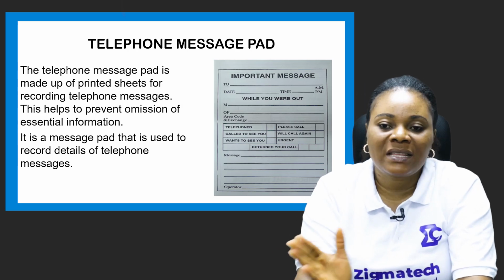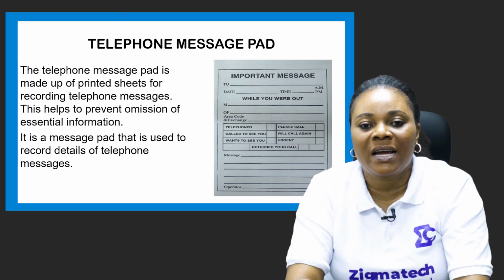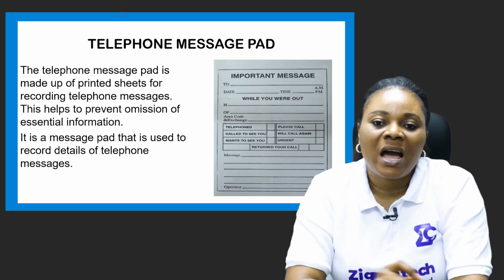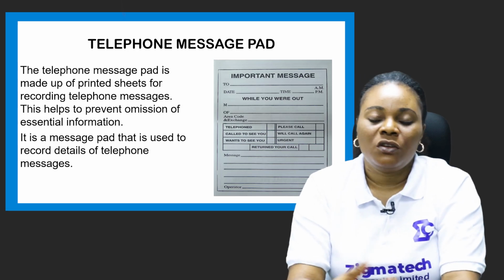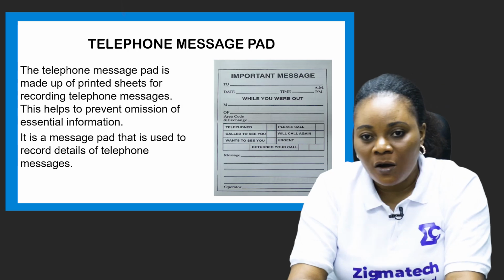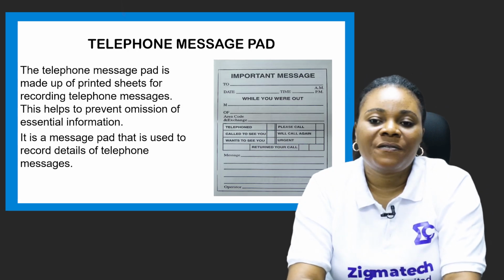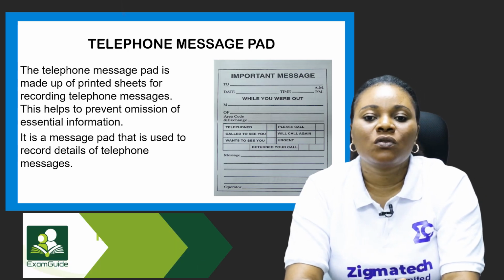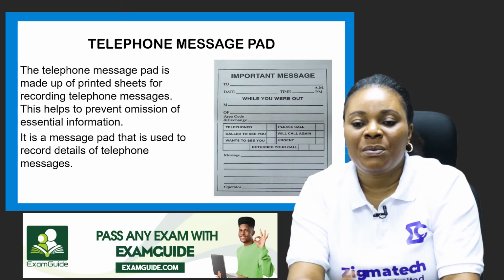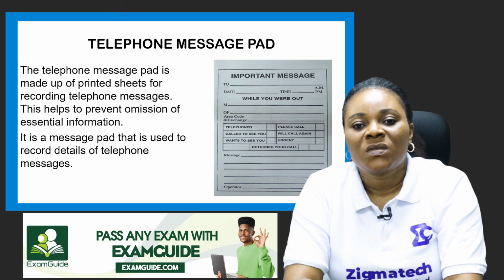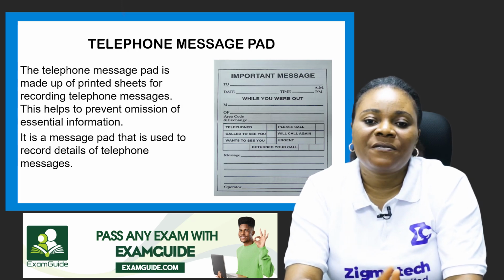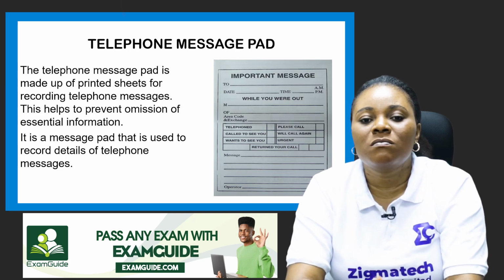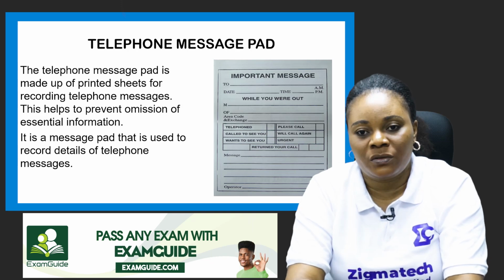It's a big booklet that has plenty of sheets inside. The sheets are used to record your telephone conversations, mostly telephone conversations received into the organization on other people's behalf. And the essence of having this telephone message pad is to prevent omission of essential information.